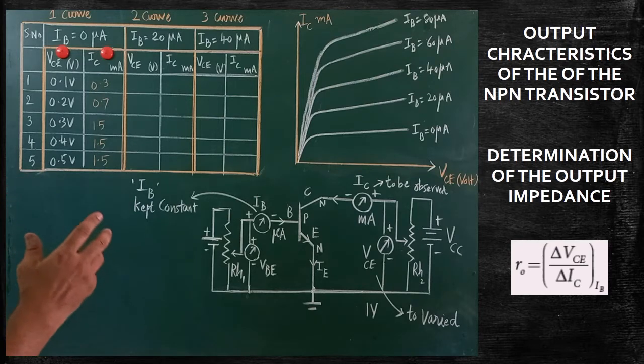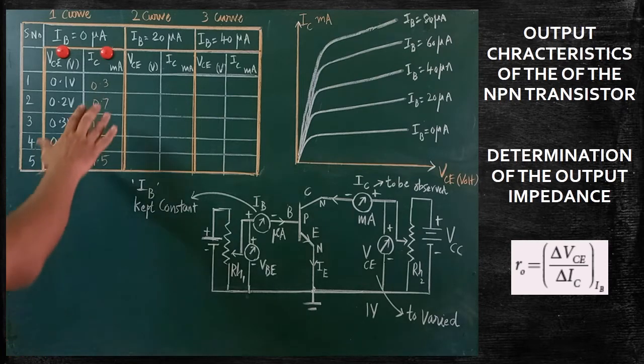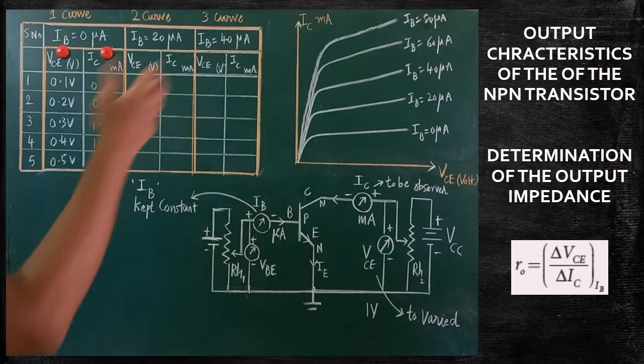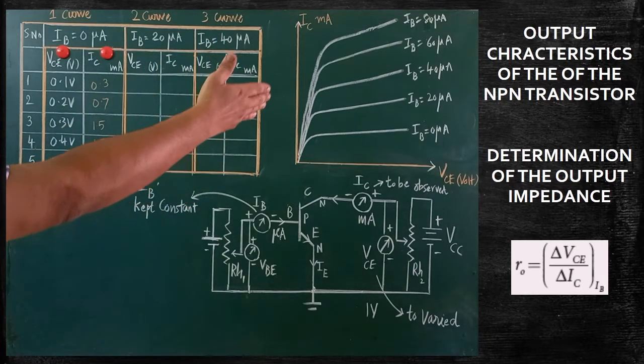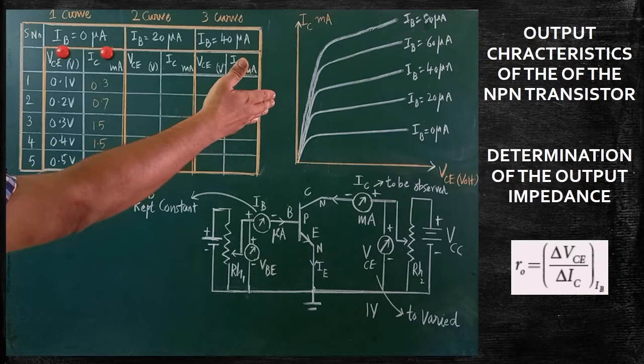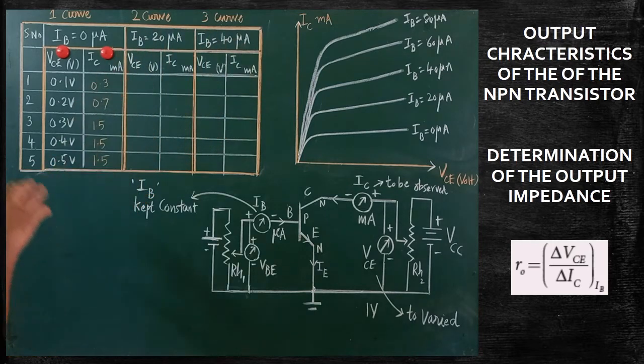To find the output impedance of the transistor, we need a tabular column and we have to draw the graph also. The graph which is drawn there is called the output characteristics curves. Okay. Here I will explain how to perform the experiment.